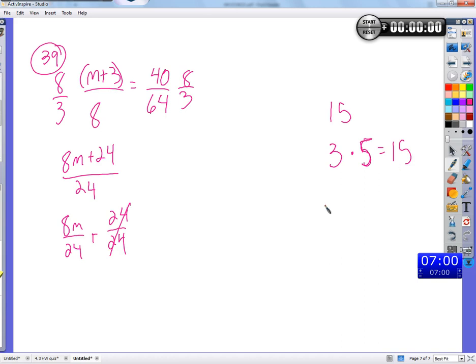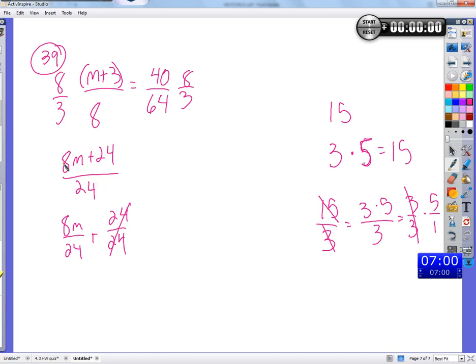Okay. So if we had 15 over 3, we can cancel the 3 with the 15, because what we're really doing is saying this: 3 divided by 3 times 5 over 1. So 3 divided by 3 is 1. And 1 times 5 is 5. So over here, that's not the case. We can't write it that way.